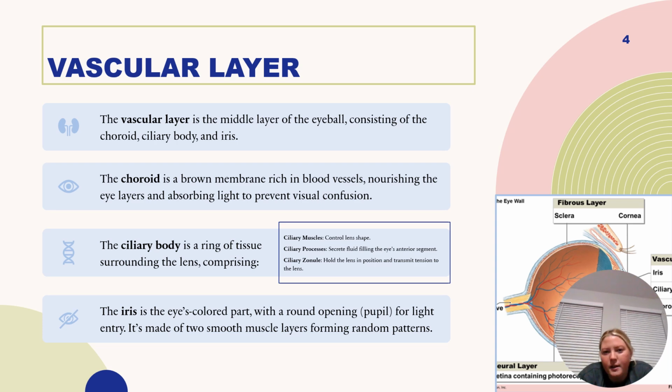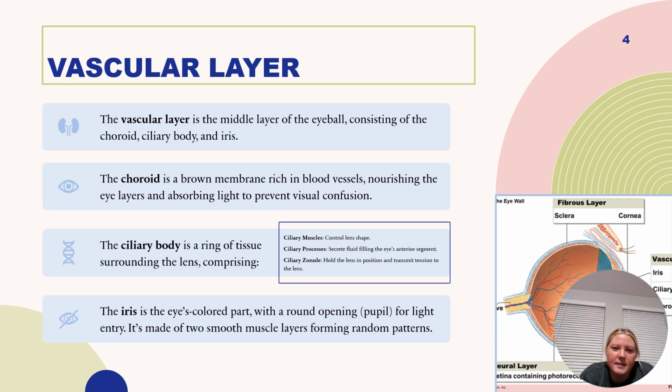radiating folds that secrete the fluid that fills the cavity of the anterior segment of the eye. And then the ciliary zonule, which extends from the ciliary processes to the lens. This encircles the circumference of the lens and helps hold it in an upright position to transmit tension from the ciliary body to the lens.